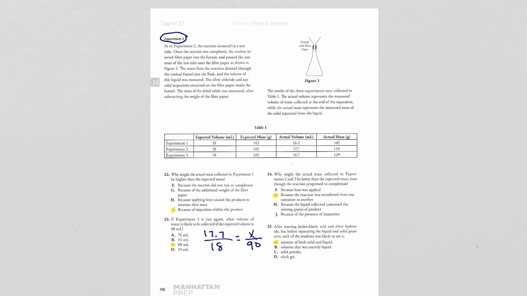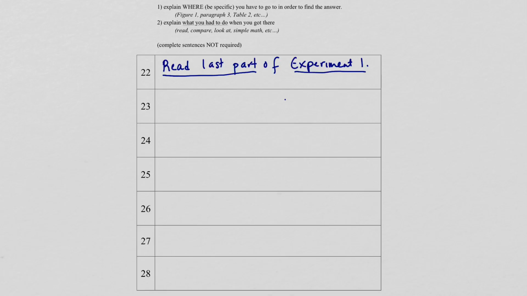So what did we have to do to get this answer? We had to read Table 1. Specifically, we had to look at Experiment 2's data in Table 1, and then we had to do a simple proportion. So what we're going to write in our reflection page is that we look at Experiment 2 in Table 1 and do a simple proportion.